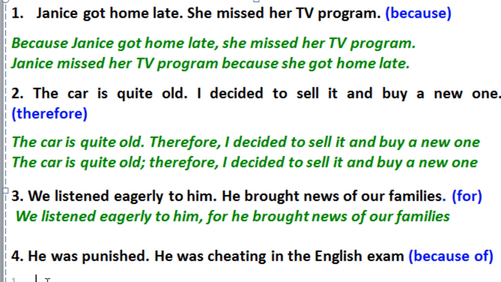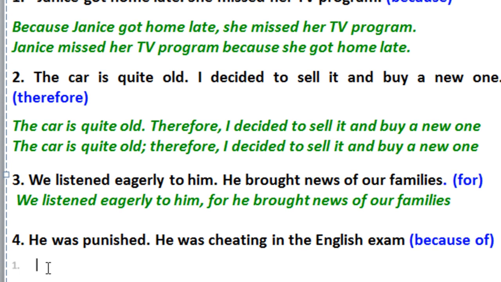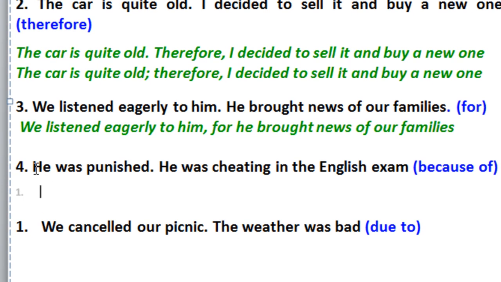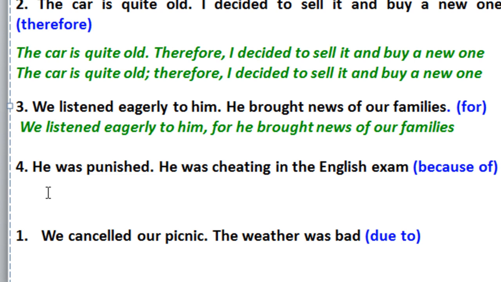Let's move on to the fourth pair of sentences. He was punished. He was cheating in the English exam. So we are required to combine these two sentences in one sentence using because of, and because of is a linking word of cause. So the clause indicating cause is the second. He was cheating in the English exam, and the first clause indicates or expresses effect. Because of can be used to introduce a sentence. We can also use it in the middle of a sentence, so we can provide two different answers.